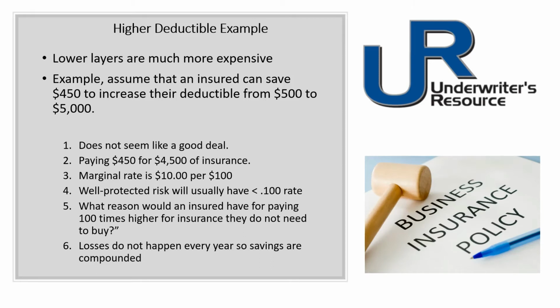Considering that a well-protected risk would usually have a final property insurance rate below 10 cents per $100 of insurance, my question now becomes, what reason would an insured have for paying 100 times higher for insurance that they do not need to buy? Also, losses do not usually occur every year, so the truth is savings compound every year that the insured does not have a loss.